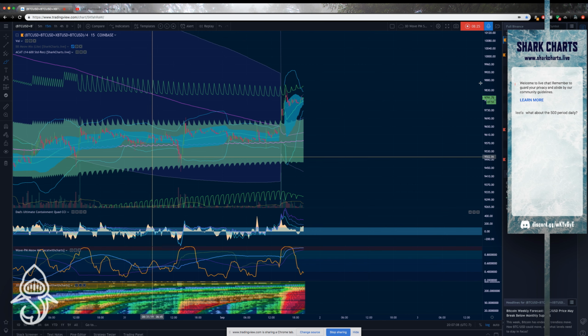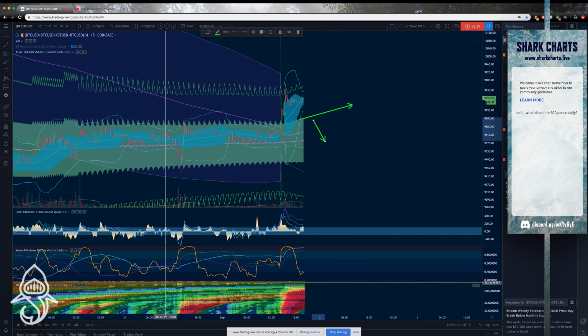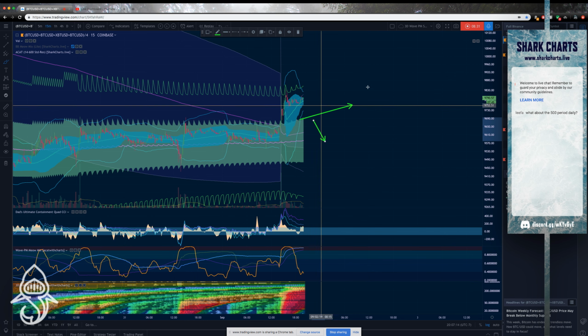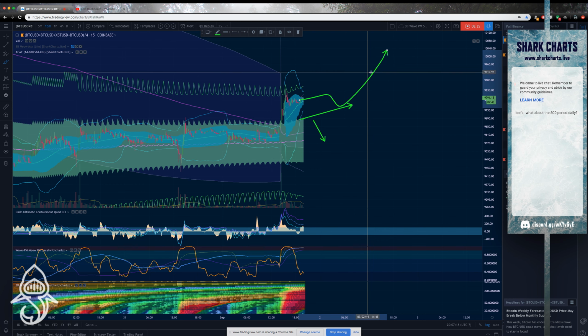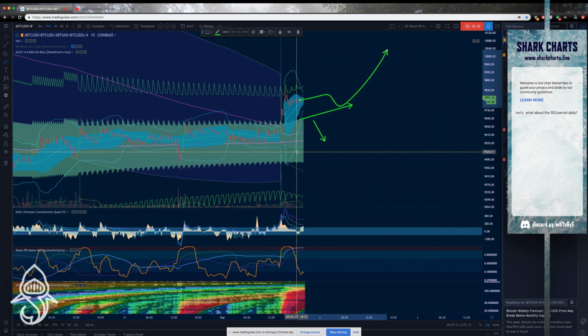So probably not going to miss anything unless we do end up mean reverting. And that'll be probably the most interesting price action we'll have. But we should just go sideways and then see trend continuation somewhere around midday tomorrow. So that's my prediction.